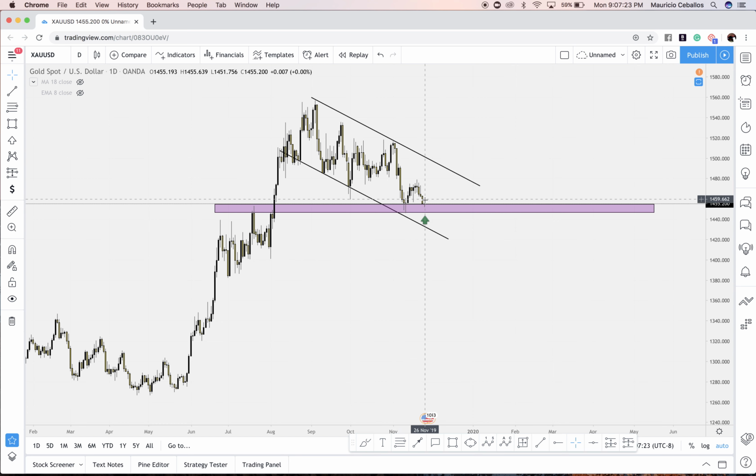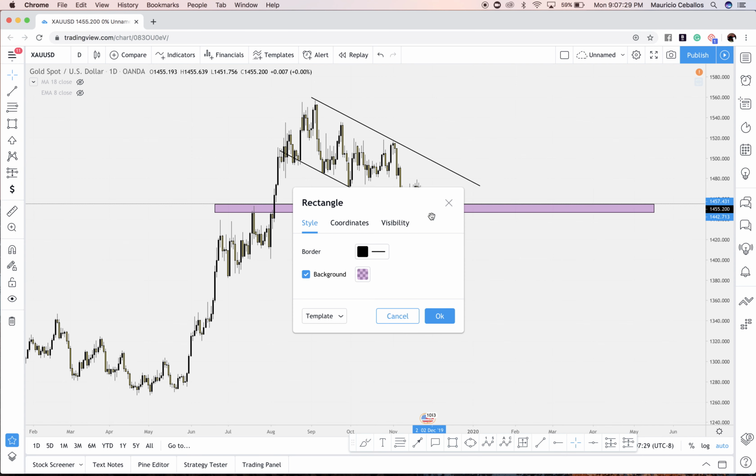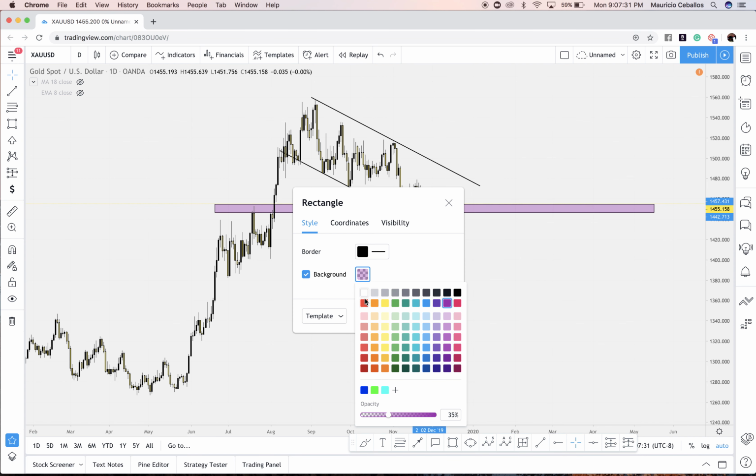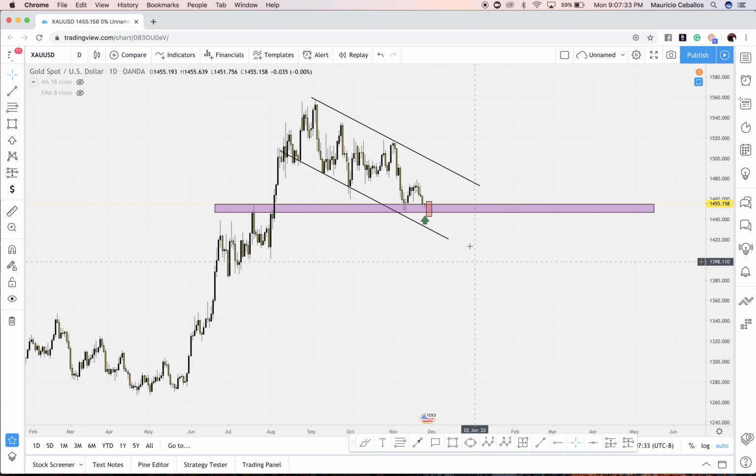Now, as long as we do not close a daily candle underneath this region, okay, we do not have a bearish closure right here. On your charts, it's most likely going to be a red candle. If you do not have a red candle coming underneath this region, you are still good for buying positions.